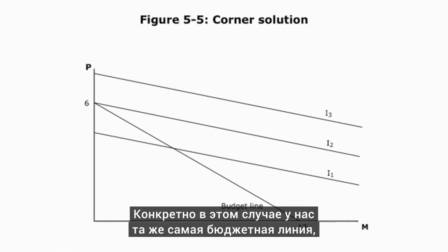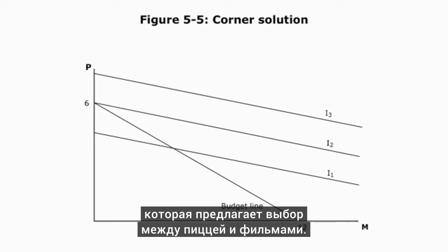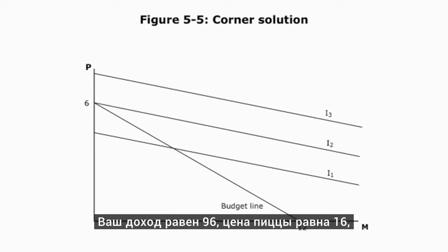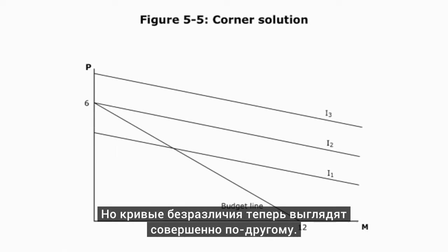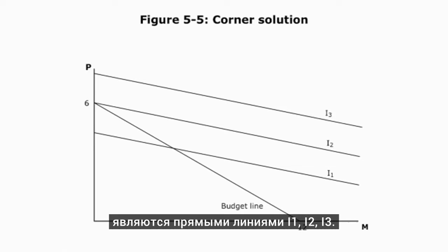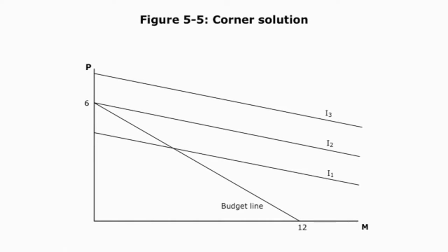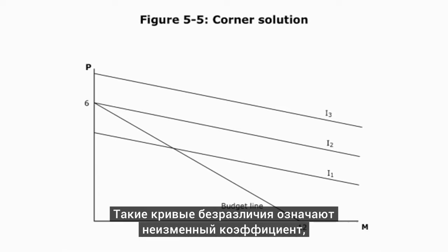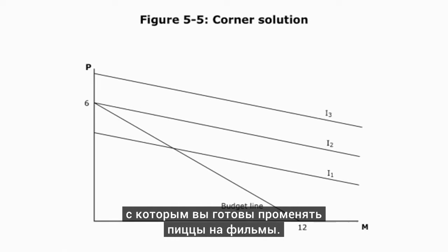So this is a particular case. We have the same budget line as before, where you're trading off pizza and movies. You have an income of 96. The price of pizzas is 16. The price of movies is 8. So same budget line as before. But now your indifference curves look very different. Now your preferences are such that you've got these linear indifference curves of the form I1, I2, I3. What that means is you have a constant rate at which you're willing to trade off pizza for movies.